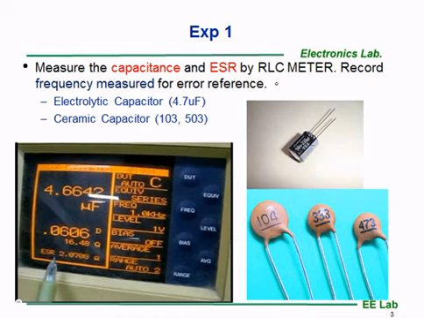Experiment 1. We will measure the capacitance and equivalent series resistors by the RLC meter. Also record the measuring frequency. Because large capacitance is best measured in low frequency, we could use the RLC meter shown in the figure to measure it. When we need to measure in high frequency, we will use a newer model of RLC meter.